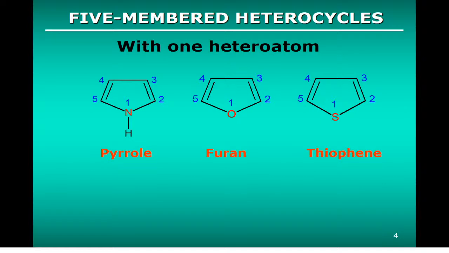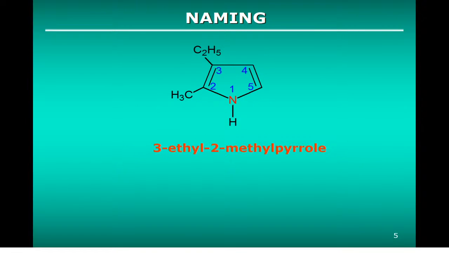So let us practice with one example. For example, such a derivative of pyrrole. To name this compound, first of all, we need to check: do we have any functional group here or not? We don't have. Here there is just an alkyl group, which can be in the prefix part only.